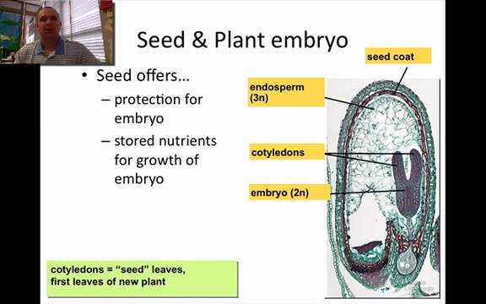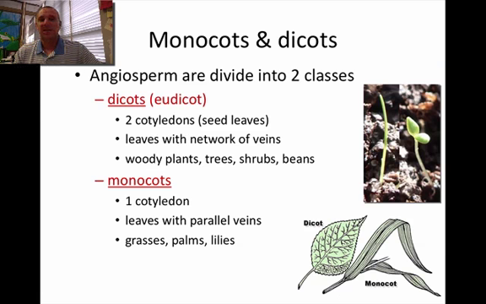Now, the seed and plant embryo, the seed offers protection to the embryo, which I said. It also offers a storehouse. Now, the seed, whenever the plant first emerges from the seed, it has what we call cotyledon. Cotyledon are its seed leaves. And depending on how many of these it has, depends on what classification the seed is. It can either be a monocot or a dicot.